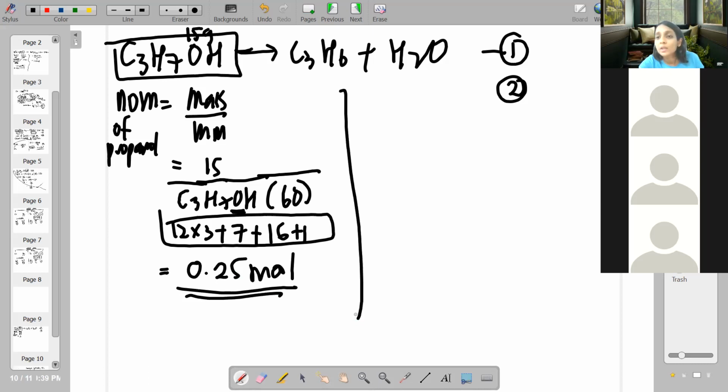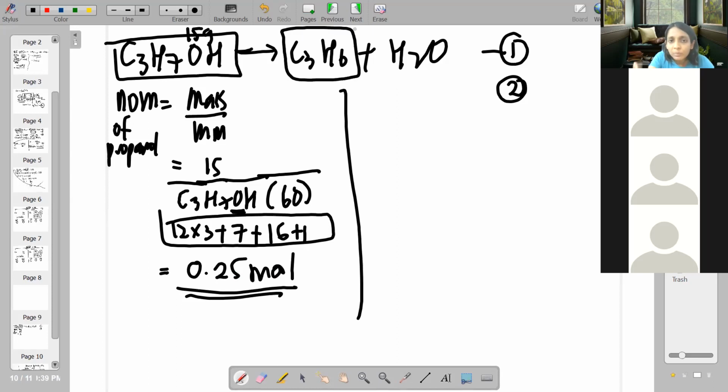What does the question want? The question asks, what is the volume of propene? Okay, so what is my volume of propene here? They don't care about my propanol. They ask me what is my volume of propene. Okay, what formula must teacher use here? I want to find volume.